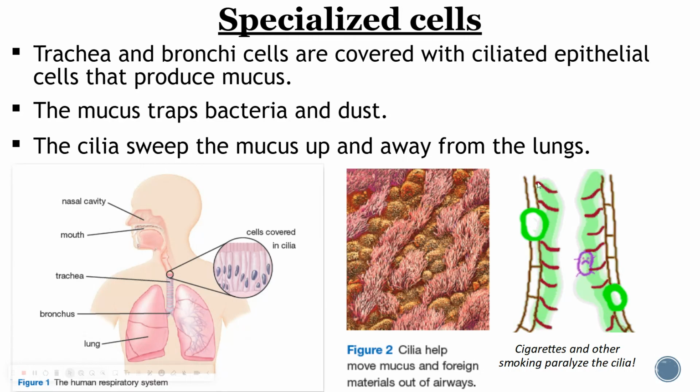But also the specialized cells help to make mucus. The mucus will help to trap bacteria and dirt and dangerous things we don't want getting in, so that we can sweep it out using the cilia. So these are specialized cells within the respiratory system.